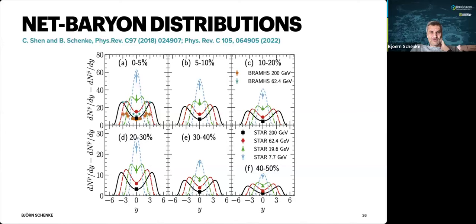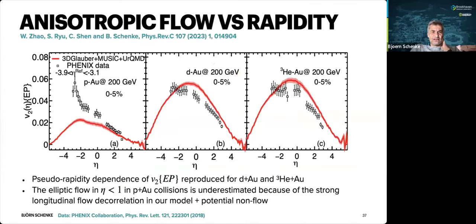Net baryon distributions, again, not too important for us because we're not worrying so much about identified particles in what we're going to look at, but we also describe the net baryon distributions fairly well. Of course, most data is only at mid-rapidity, so we don't have the full distribution measured, but it's doing an okay job. So now let's look at the anisotropic flow. First of all, flow as a function of rapidity is shown here.